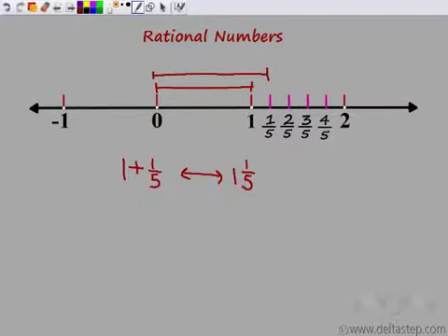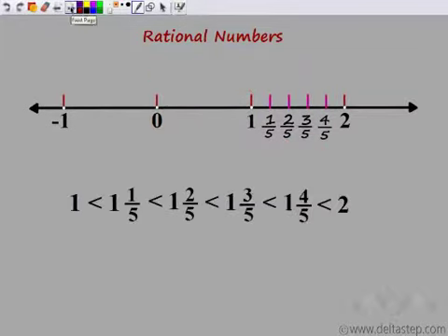Similarly, this number here would be 1 plus 2 by 5, which is 1 2 by 5. So this is 1 1 by 5. This is 1 2 by 5. This is 1 3 by 5. And this number is 1 4 by 5. So I can say that 1 1 by 5 is greater than 1, then 1 2 by 5, then we have 1 3 by 5, then I'll have 1 4 by 5, which would be greater than all these numbers, and this 1 4 by 5 is actually less than 2.